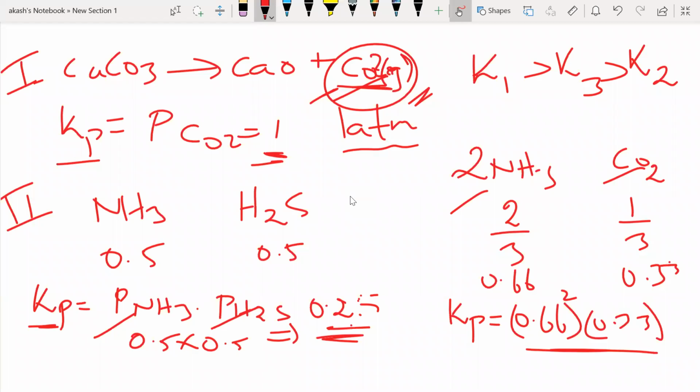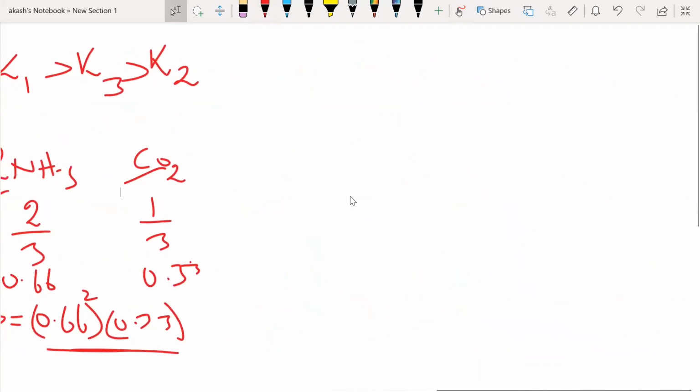Okay, good, fine. So that's it, guys. We'll stop with the problem solving. I think we have solved enough number of problems in equilibrium. We'll move on to ionic equilibrium.